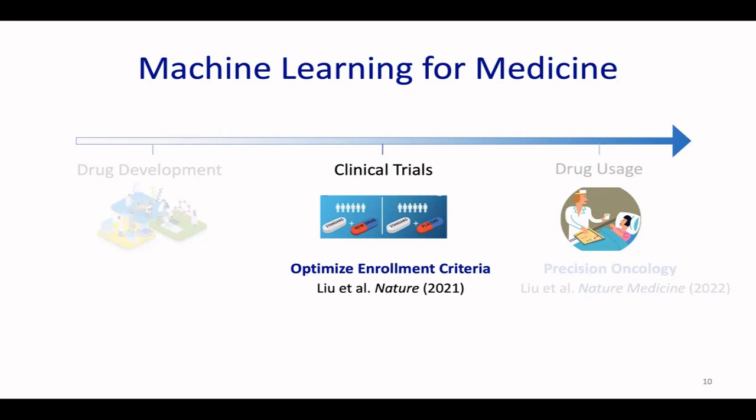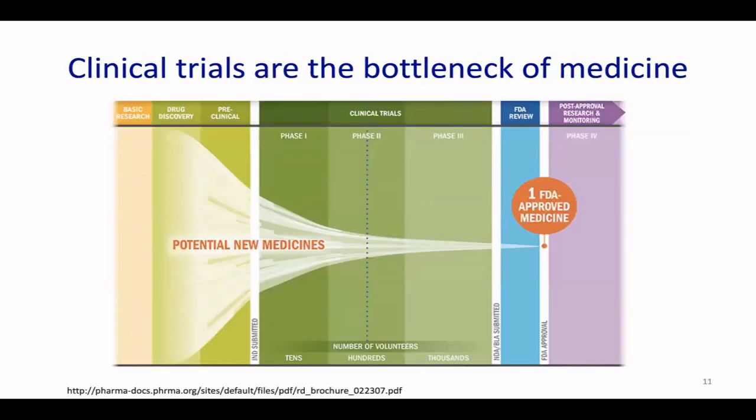Okay, let's get started. In the first part, I'll mainly talk about Trial Pathfinder, our first project, where we develop machine learning and use real-world data to help enrollment criteria design for clinical trials. Let me give you more background about this.